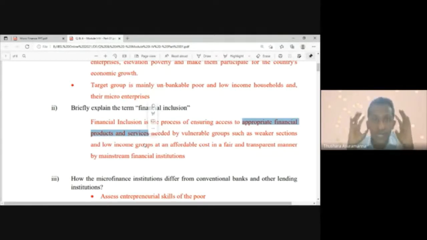So if you think in that way, isn't it very easy to memorize this? Financial products and services to weaker or poor households by financial and non-financial organizations in an affordable and transparent manner. Basically, by whom, to whom, what, and how. That's it. That's all about financial inclusion.